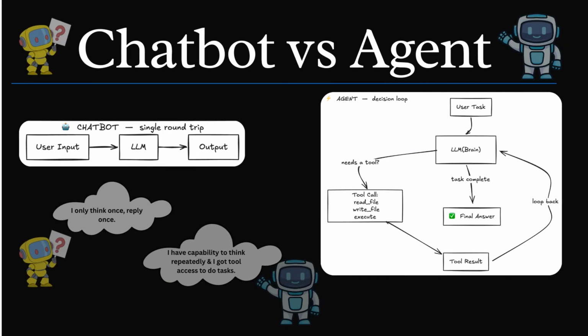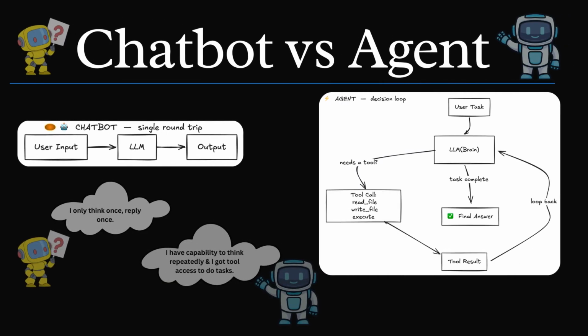To understand what we just saw, let me explain the core difference between a chatbot and an agent. This is the concept everything else builds on. A chatbot is a single round trip. You give it input, it goes to the language model. You get output. Input, model, output. Done. That is it. ChatGPT, in its simplest form, is this.